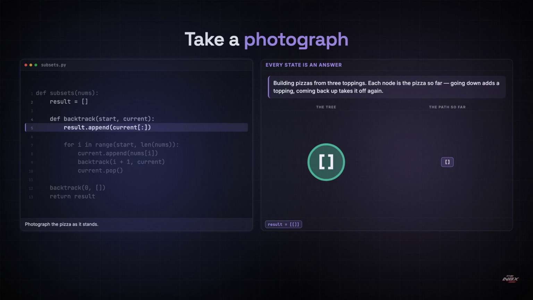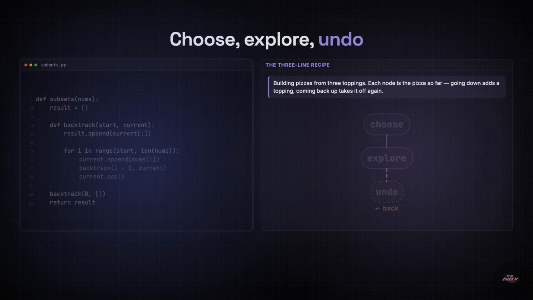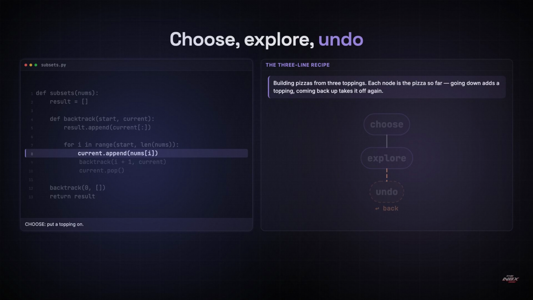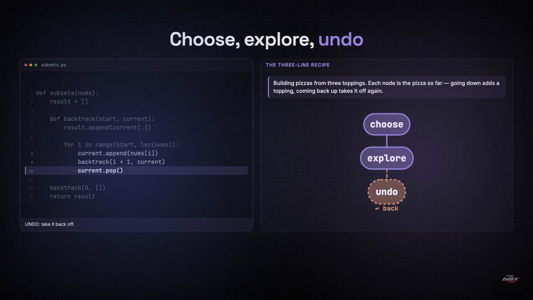Here's the whole recipe, and honestly the recipe is 3 lines. current.append puts a topping on. Call that the choose step. Backtrack calls itself and builds every pizza that starts this way. Call that explore. And current.pop takes the topping back off. Call that the undo. Choose, explore, undo. Say that out loud a few times, because every backtracking problem you'll ever meet is those 3 lines wrapped around a different rule.